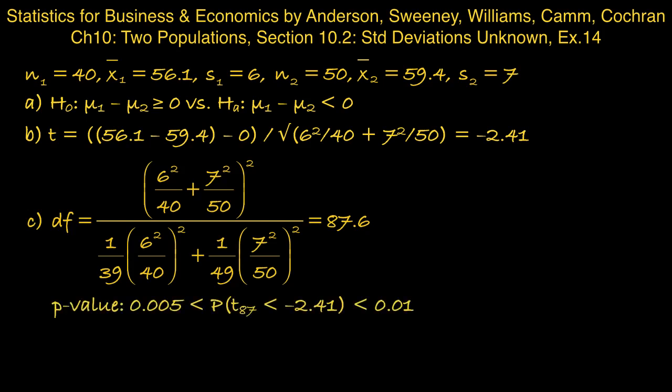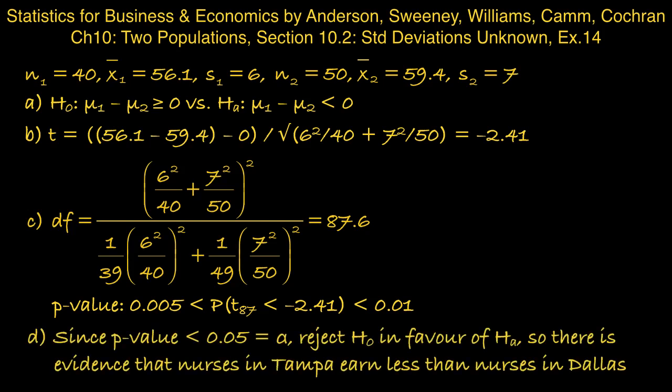And then part D, what is our conclusion? If we use a significance level alpha of 0.05, since our p-value is in between 0.005 and 0.01, it's certainly less than 0.05, our significance level, so we reject the null in favor of the alternative, and this means there is evidence that nurses in Tampa earn less than nurses in Dallas.